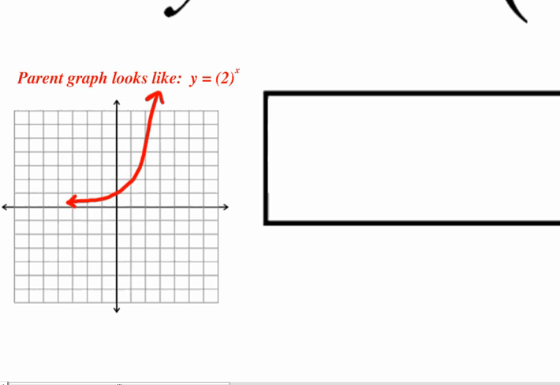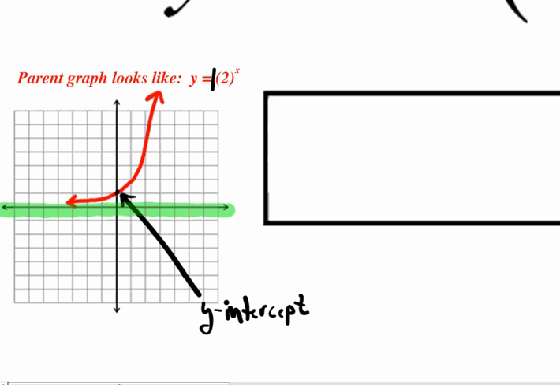What I want you to notice is that there is a number right here in front of the parentheses. When it's not there, it is always an understood one. In our parent graph, this point right here is our y-intercept. Notice we also have an asymptote. That's that line you never cross, and in this case, it is the x-axis. So that is the x-axis. This is the y-axis.